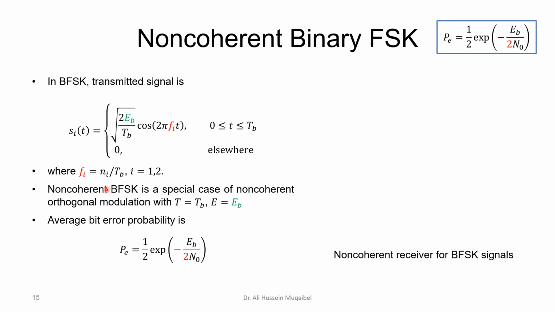Again, non-coherent binary frequency shift keying is a special case of non-coherent orthogonal modulation. Orthogonal is generic. We're just focusing on the frequency case, and the average error probability is given by the following expression.